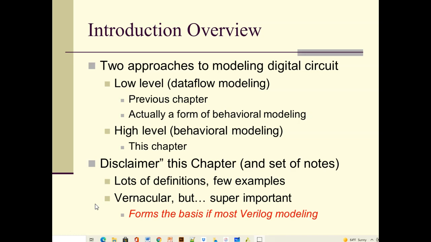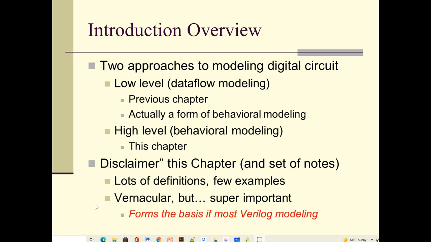So this chapter, I put a disclaimer in there. It's a lot of definitions and pretty much very few examples. And now the vernacular, it's kind of hard to get used to, but it's actually super important, and it forms the basis of Verilog modeling.